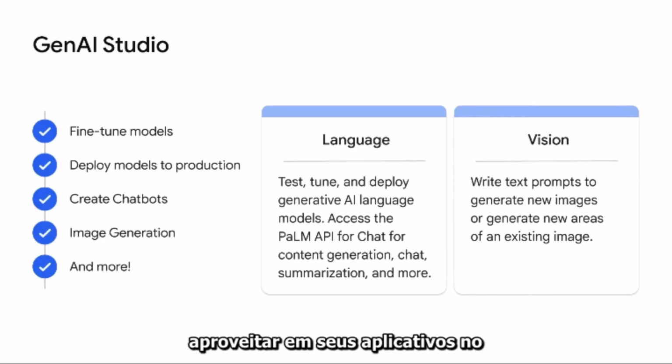Generative AI Studio lets you quickly explore and customize Gen AI models that you can leverage in your applications on Google Cloud. Generative AI Studio helps developers create and deploy Gen AI models by providing a variety of tools and resources that make it easy to get started. For example, there's a library of pre-trained models. There is a tool for fine-tuning models. There is a tool for deploying models to production. And there is a community forum for developers to share ideas and collaborate.